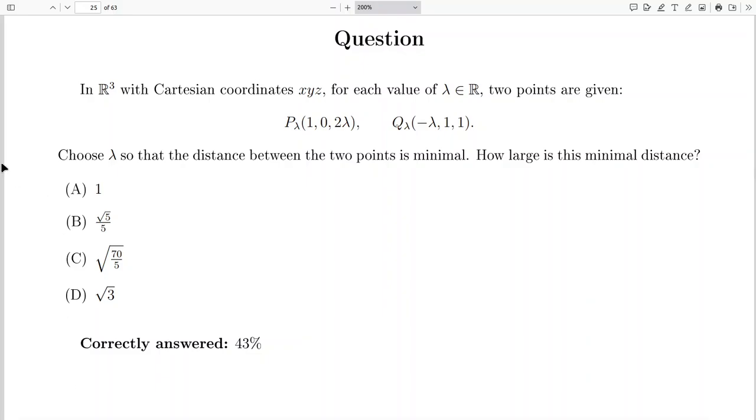Here we have a question in 3D geometry about points and distances. This is a question from the entrance exam for engineers, mathematicians and physicists, entrance into Flemish universities, and 43 people correctly answered this one. So if you want to try for yourself, you can pause the video, read the question and have a go at it.